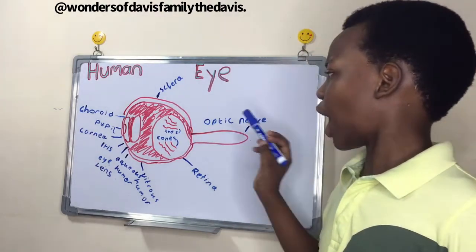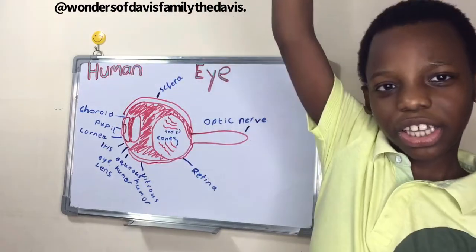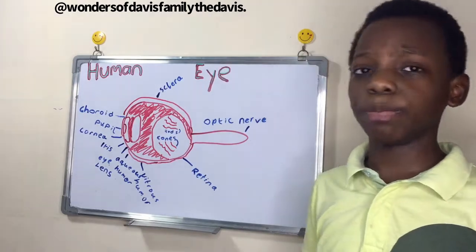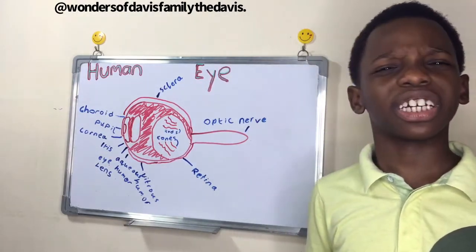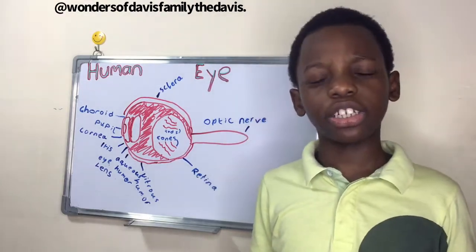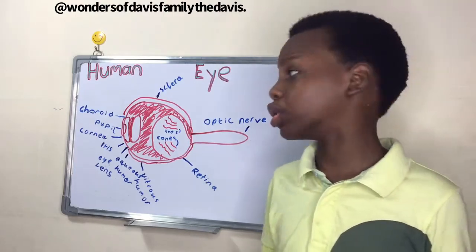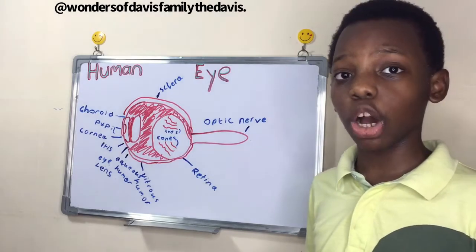Also, the iris and some membranes around it go like this and this to contract and expand the pupil. So when there's too much light, it goes like this, and when there's low light, it does like this to get more light. That's what the pupil does. The iris and some membranes are in charge of this job.